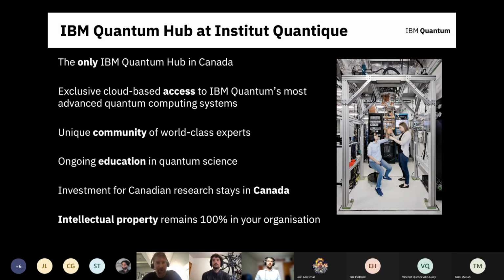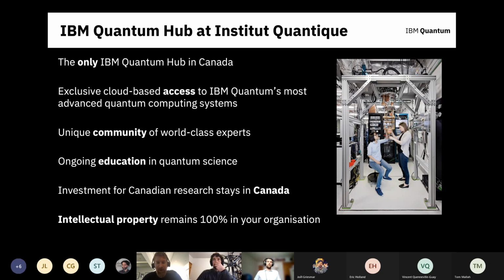I believe it opened up last year. It's the only IBM Quantum Hub in Canada, and by Quantum Hub I mean there are members of the hub as well. So I believe CMC Microsystems and University of Sherbrooke are the two members right now. It provides exclusive access to IBM Quantum's most advanced quantum processing systems. We have a community of world-class experts around the world. It's very international. We're very dedicated to education and quantum science, and we've been making a lot of educational materials together with Sherbrooke. And then certain kinds of IP and investments for Canadians.